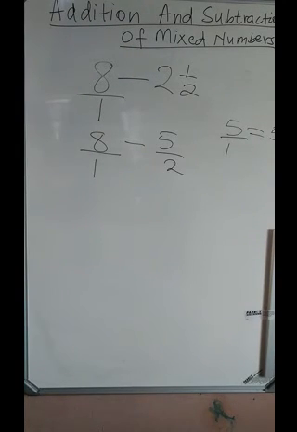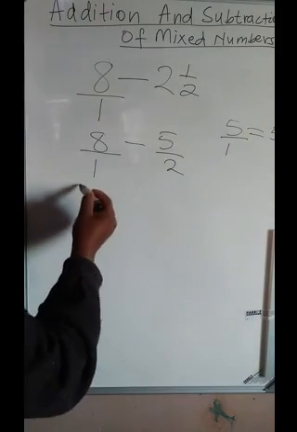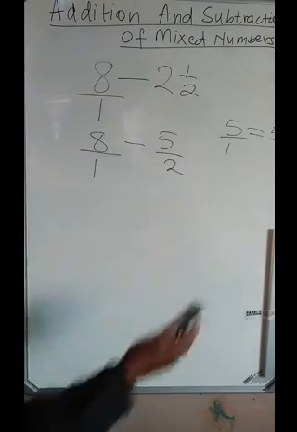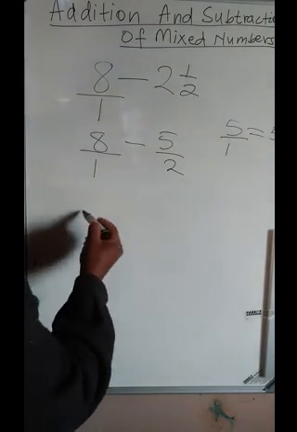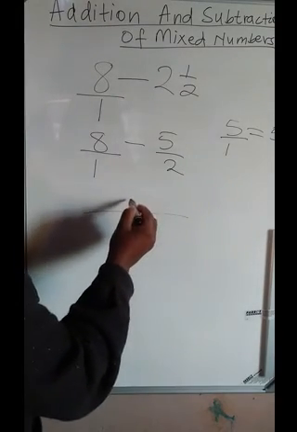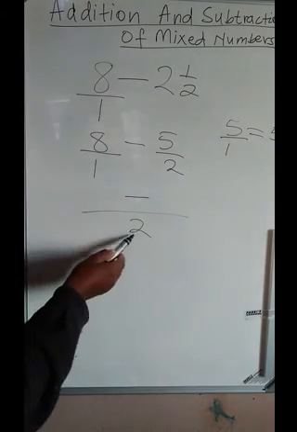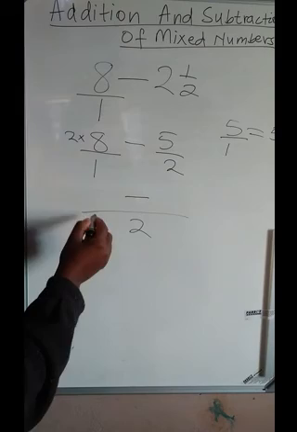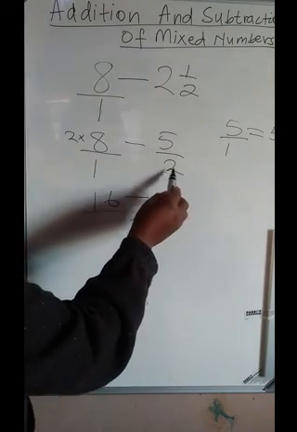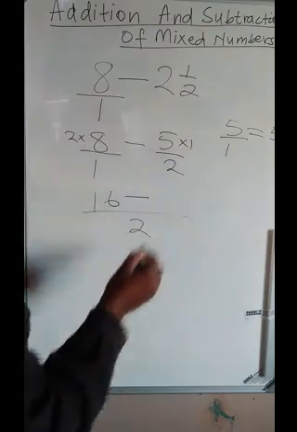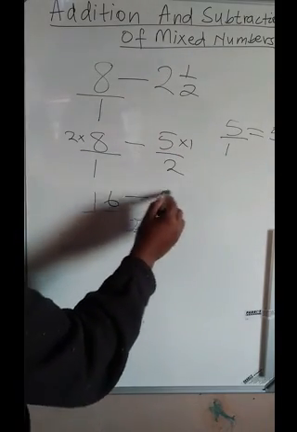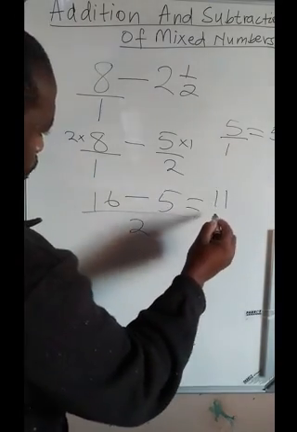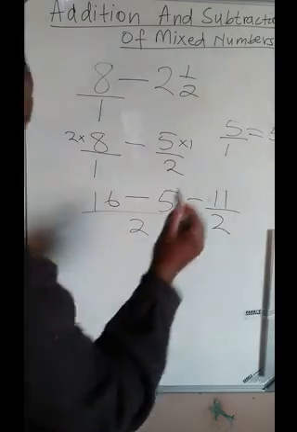So now we look for the LCM of 1 and 2. So the LCM of 1 and 2 is 2. We bring down this sign. So how many times does 1 go into 2? It goes 2 times. 2 times 8 is 16. How many times does 2 go into 2? It goes once. 5 times 1 is 5. So 16 minus 5 is equal to 11 all over 2.